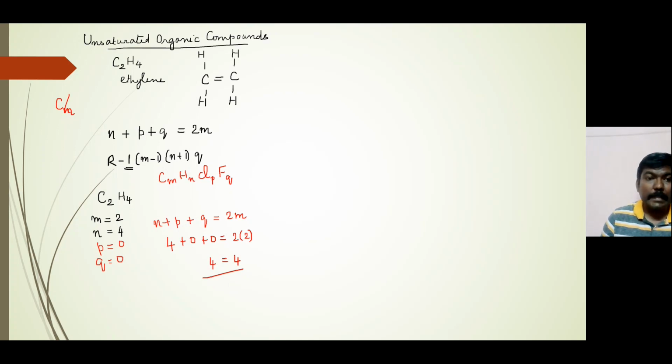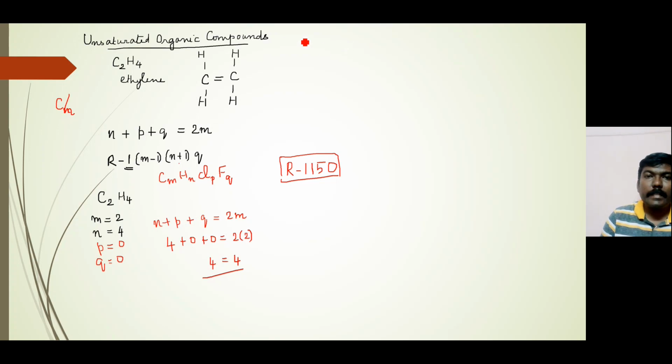Now let's designate this. So we said the moment it is going to be an unsaturated organic compound, R is going to be followed by 1. And how many carbon atoms do we have? 2. So M minus 1 will be 2 minus 1, and that will be 1 again. And then we have N plus 1, which is going to be 5. And Q is going to be 0. So the designation for ethylene is R1150. Is that clear? Okay, so this is how we designate an unsaturated organic compound.